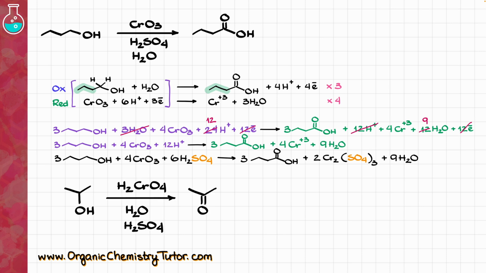And talking of extra points, how about this reaction over here? This is also Jones oxidation, but instead of the carboxylic acid, we are going to end up with a ketone. So my challenge to you is balance this reaction and tell me in the comments what is going to be the ratio of alcohol to the chromic acid that you are going to see in the balanced reaction.